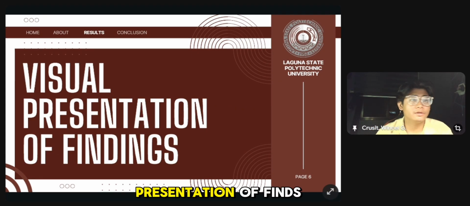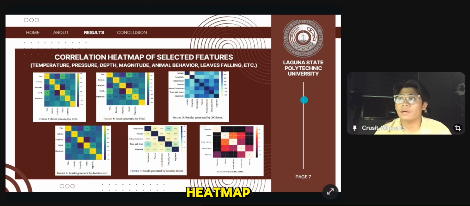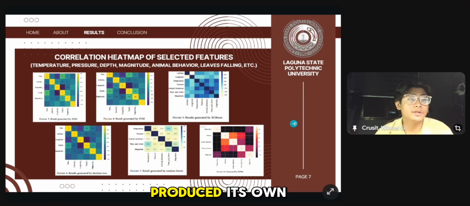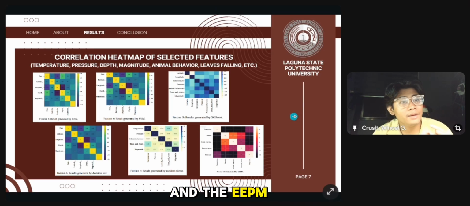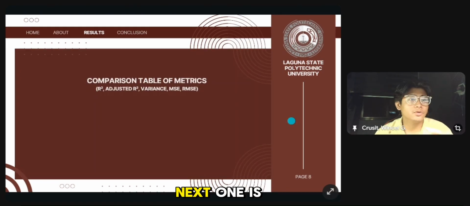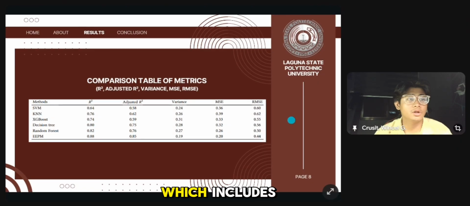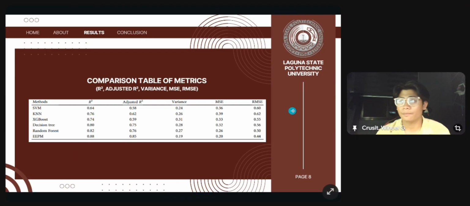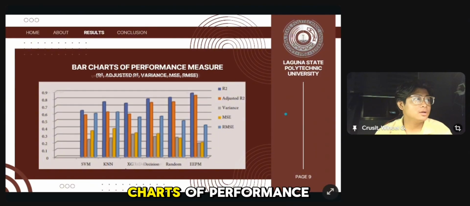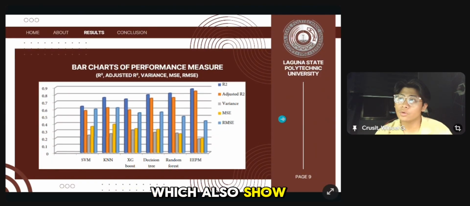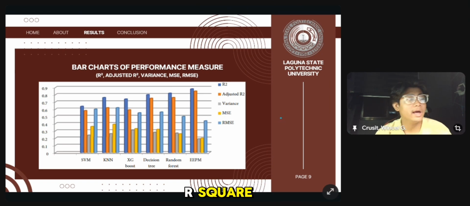For the visual presentation of findings, figures like the correlation heat map of selected features were used to visualize these patterns. Each model produced its own correlation map, and the EEPM heat map showed the most stable and balanced relationship among all features. Next one is the comparison table of metrics, which includes R squared, adjusted R squared, variance, MSE, and RMSE. It also includes the bar charts of performance measures, which also show the R squared, the adjusted R squared, and so on. And as you can see in this chart, the EEPM has the highest R squared and adjusted R squared.